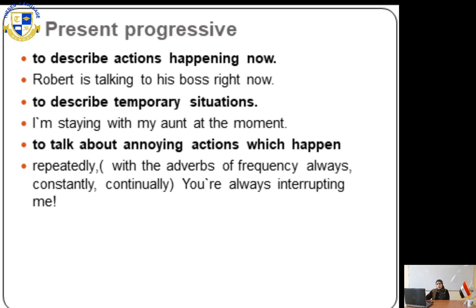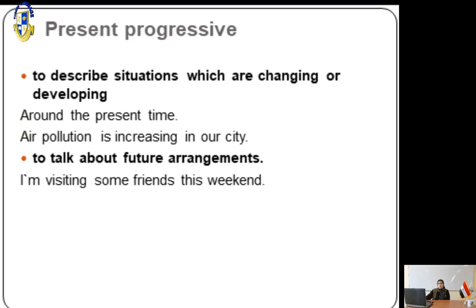Then we are going to move to another slide. So we use the present progressive also to describe situations which are changing or developing around the present time. For example, air pollution is increasing in our city. So this is a developing situation. Now we have air pollution and this is going to rise in the next period.